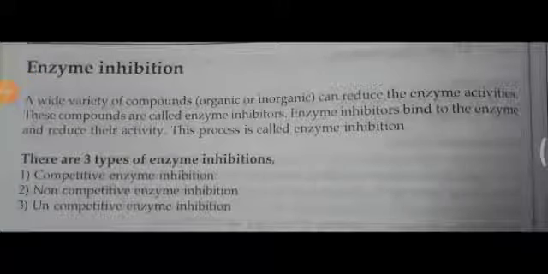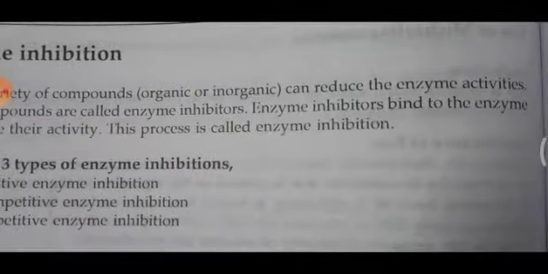Inhibit means stop or decrease. Hence, the action of enzyme activity is going to be reduced or stopped by certain compounds, and the process is called enzyme inhibition, and the substance involved in this inhibition process is called an inhibitor. So let us study this topic.